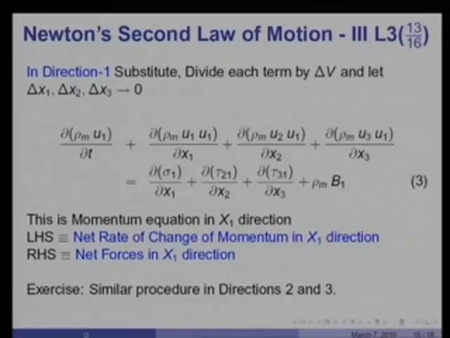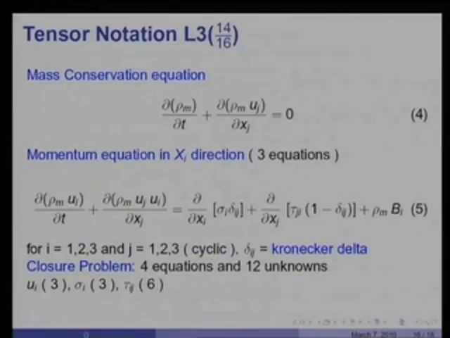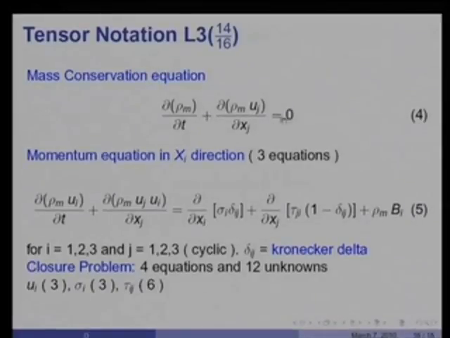You will notice that if you write down the three equations together, then they can be represented in tensor notation. So for example, the law of conservation of mass can be written as d rho m by dt plus d rho m uj by dxj equal to 0, where j goes from 1, 2, 3 in cyclic order.